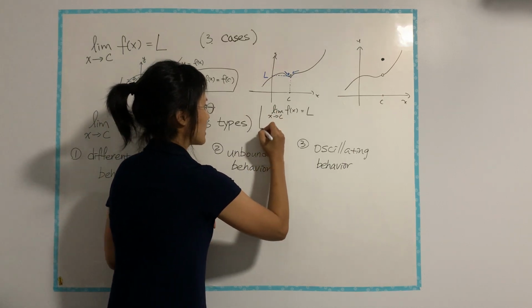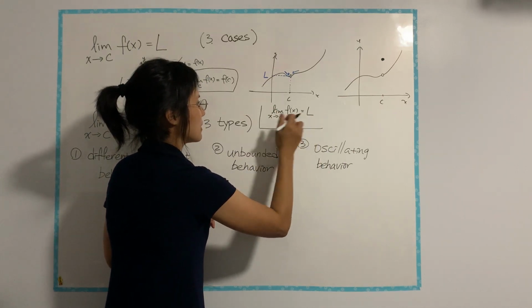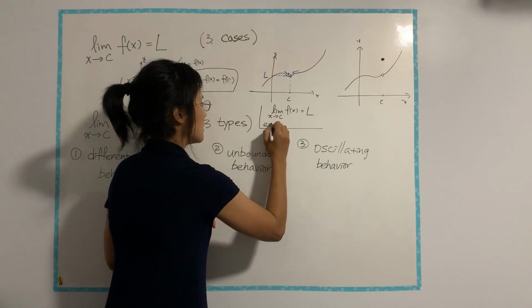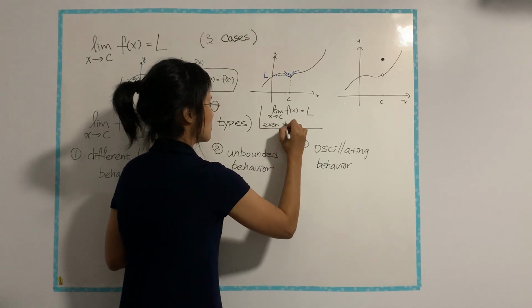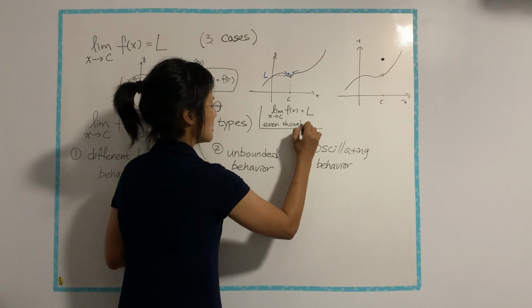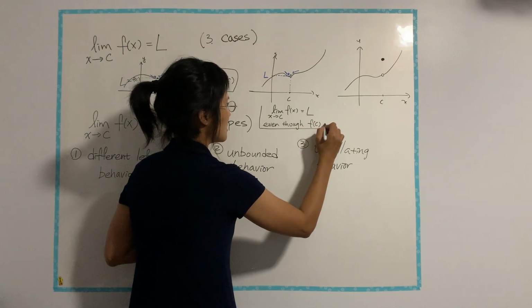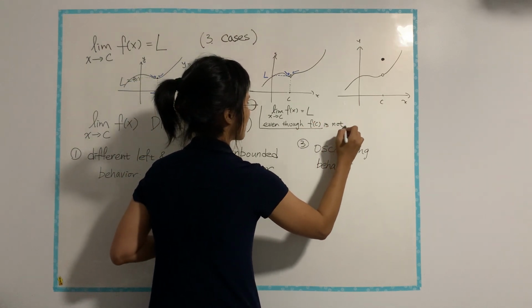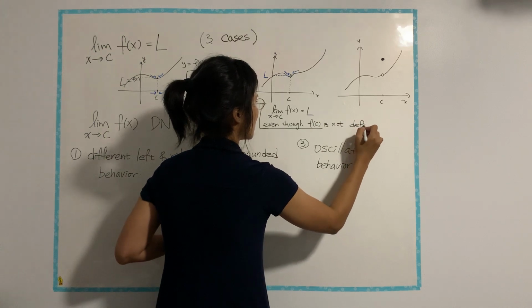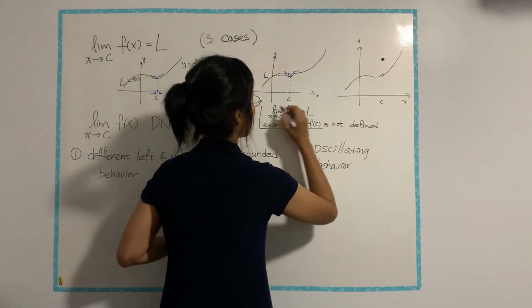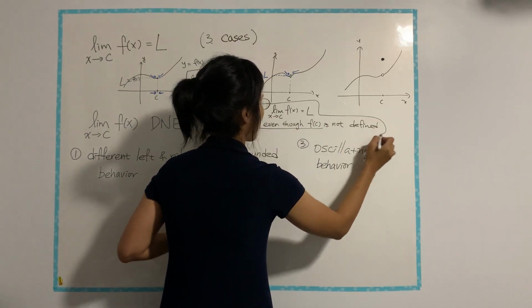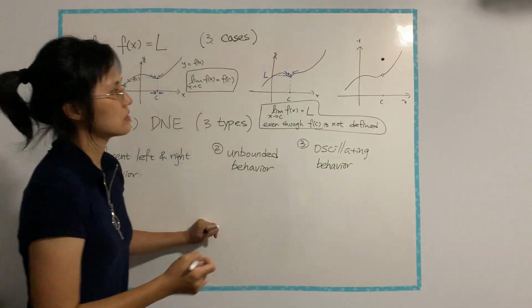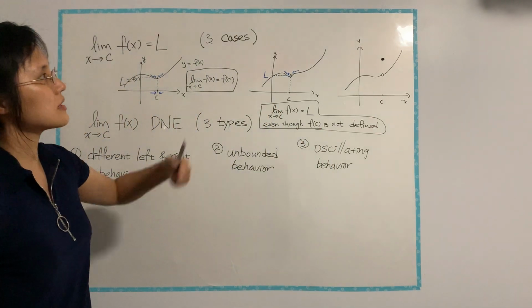So we can still have the limiting value even though f of c is not defined. So that's case number 2.